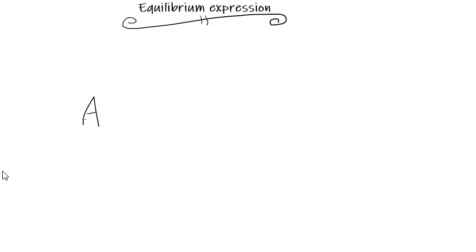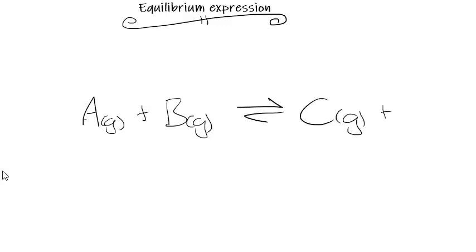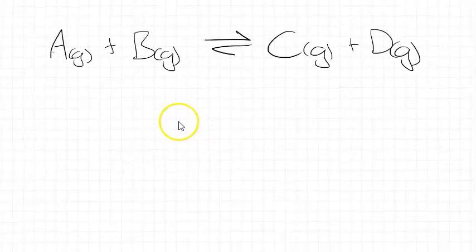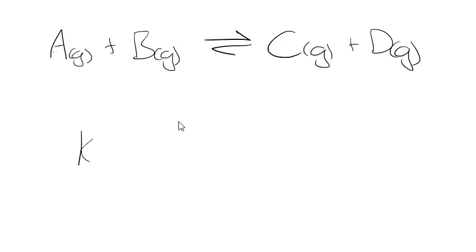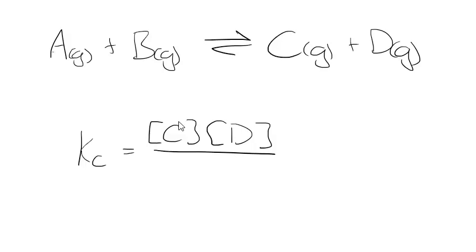So we've got A gas plus B goes into C plus D. The equilibrium expression for this, so we've got Kc is equal to the concentration of the products, so C times D, the product of the concentration of the products, divided by the concentration of the reactants. And that's it. That's the equilibrium constant.